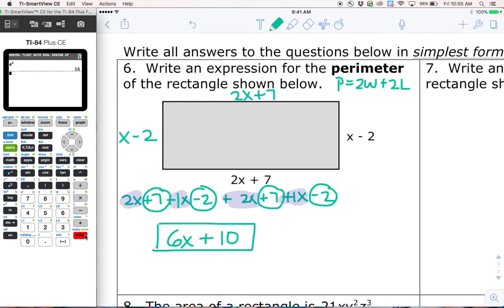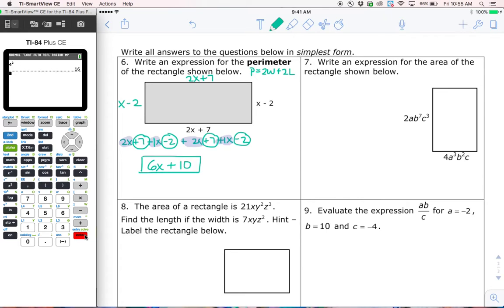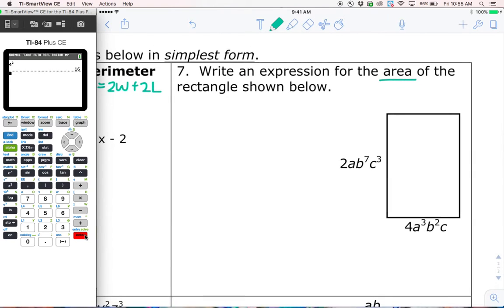Okay? Be really careful not to confuse problem 6 and problem 7. Problem 6, we were finding the perimeter. Problem 7, we're finding the area. Okay? And we probably should have had on here that area is equal to base times height. Right? Area is equal to base times height. So I'm going to take these two and I'm going to multiply them together.